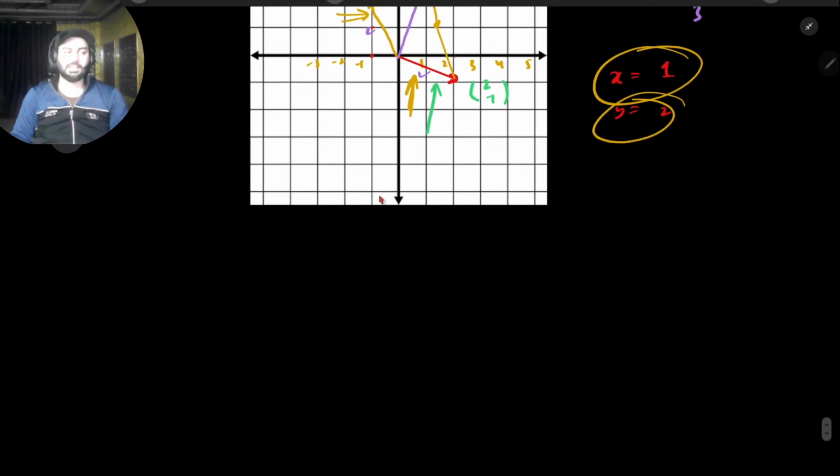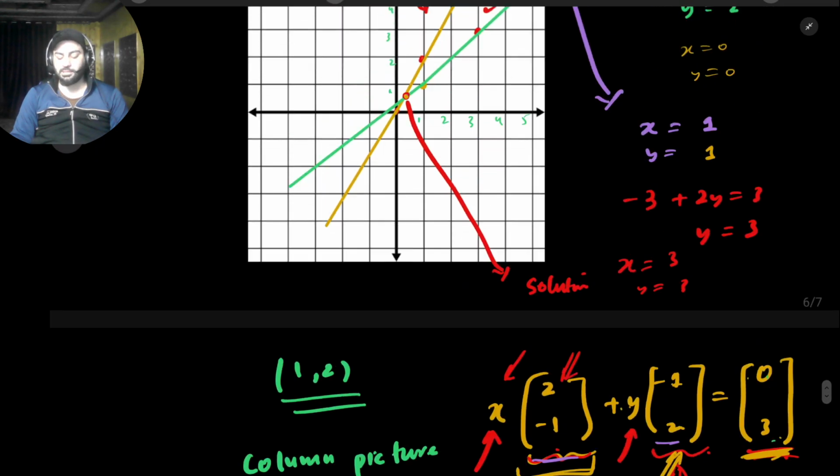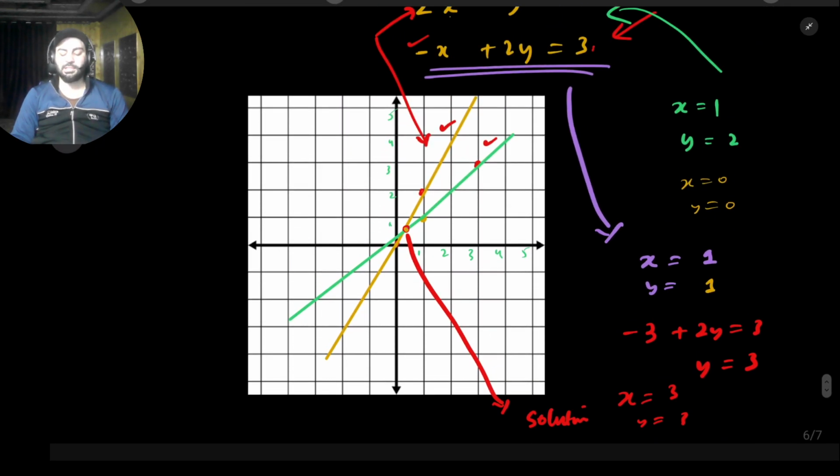So is the row picture and column picture clear? Maybe this was a little bit engaging, but just remember that these are the two pictures for how we can solve these. Can I move ahead? How many people are convinced that these row pictures and column pictures can be used to solve these linear equations?